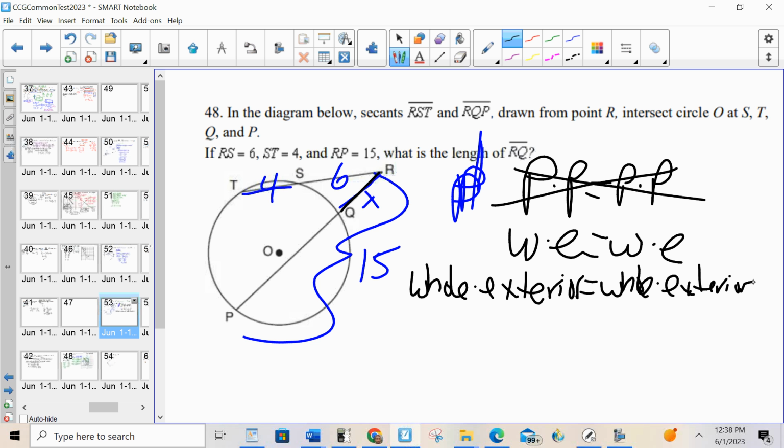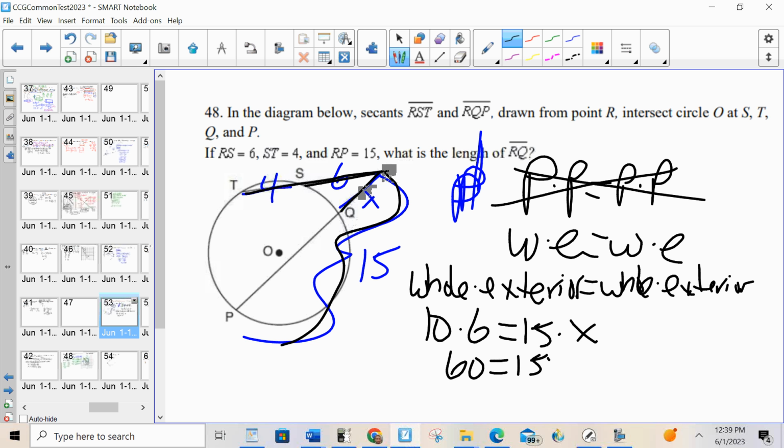So let's start with the secant. The whole secant is 10. The exterior piece is 6. The other secant, the whole piece is 15. And the exterior piece is X. A little bit of algebra. 60 equals 15X, over 15, over 15. 4 is X.